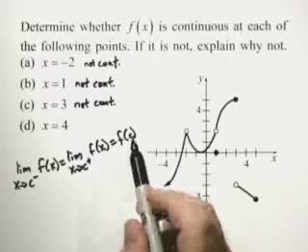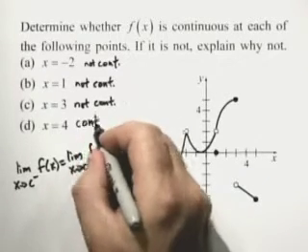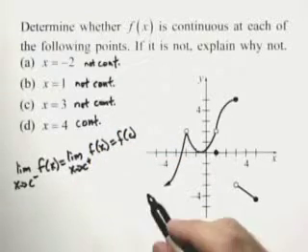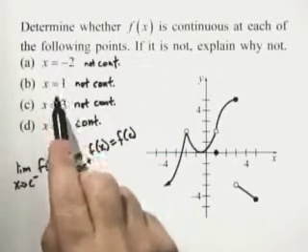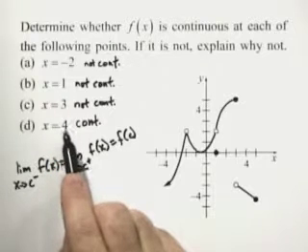It's equal to the function value. And so we'll say that the graph is continuous at x equal to 4. So it's not continuous at negative 2, 1, or 3, but it is continuous at 4.